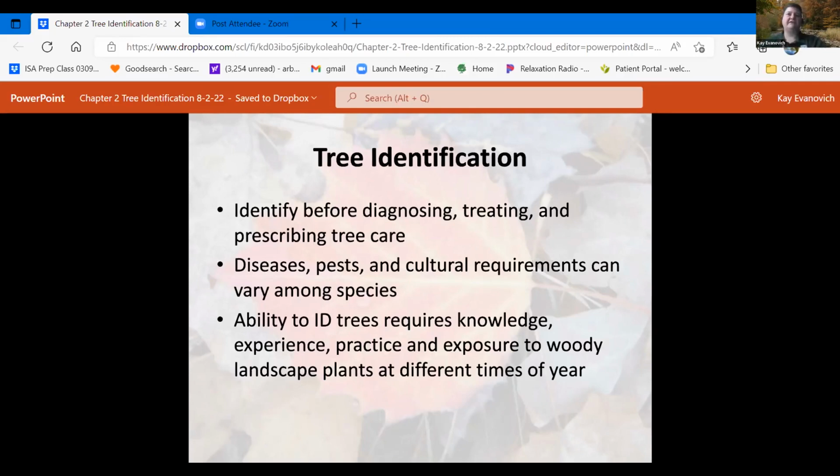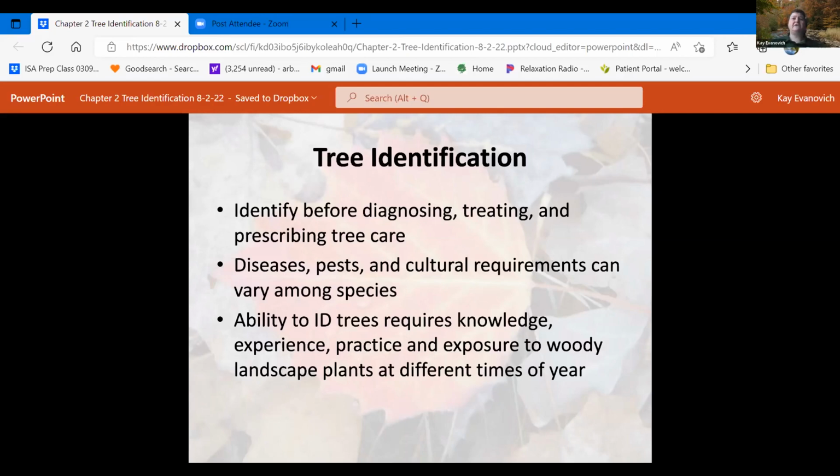Diseases and pests, different requirements from, like I said, rain and all that. Species handle that differently too. One pest that affects a certain type of tree really isn't that much of a problem in another type of tree. But if you don't know what your tree types are, then you're going to have a problem trying to figure out what's going on. And you may diagnose something as being in bad shape that really isn't.